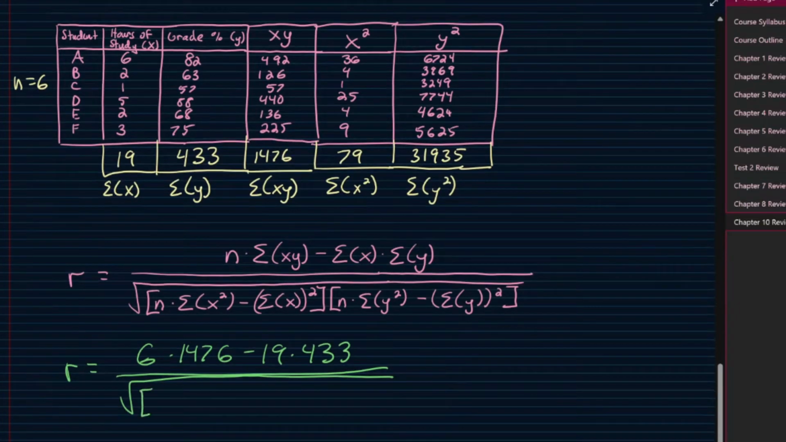So for the first bracket, n, which remember is still 6, times the sum of all the x squareds, that's 79, minus the sum of all the x's, which is 19, squared. And the second bracket will be 6 times the sum of all the y squareds. So that's 31,935 minus the sum of all the y's, which is 433, squared.